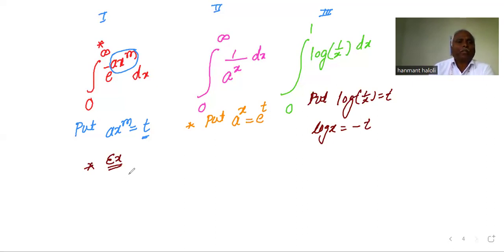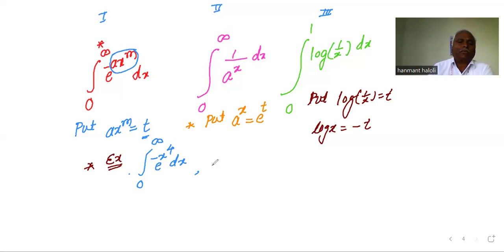I'll take one example for this type. Integral from 0 to infinity of e raised to minus x raised to 4 dx is given to you, and how to evaluate such types of integral. Now this is the first type. Replace whatever the power of the exponential is with another parameter.